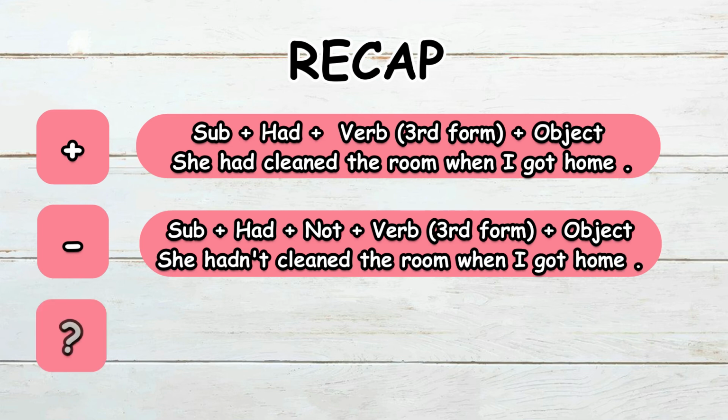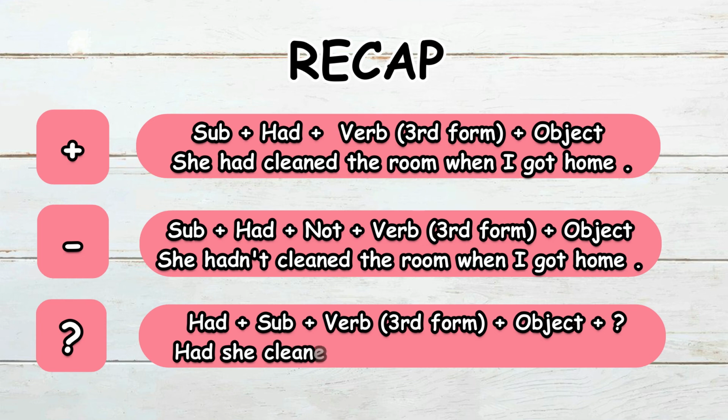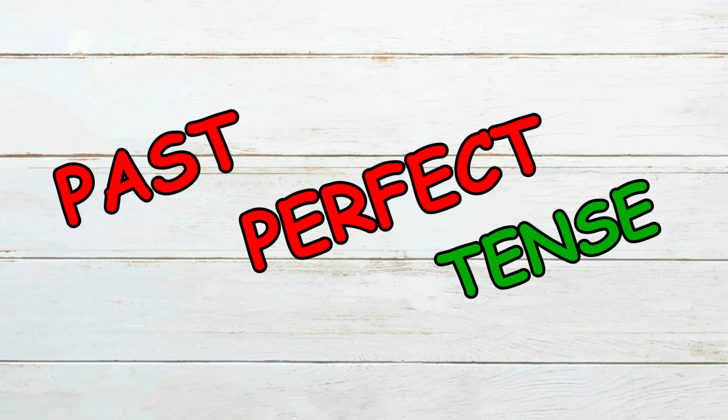The structure in the interrogative sentence is had plus subject plus verb's third form plus an object and a question mark. Hence, had she cleaned the room when I got home? So friends, this was all about past perfect tense. I hope that now you have a clear idea about past perfect tense.